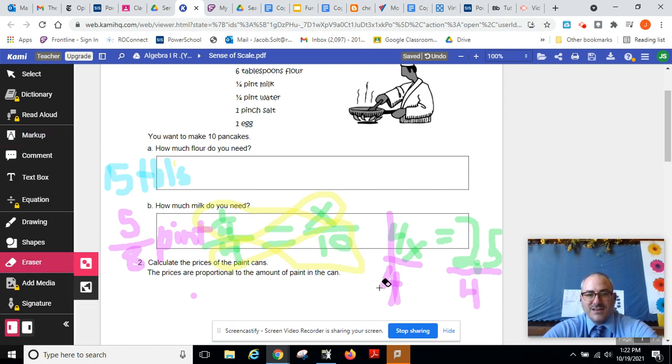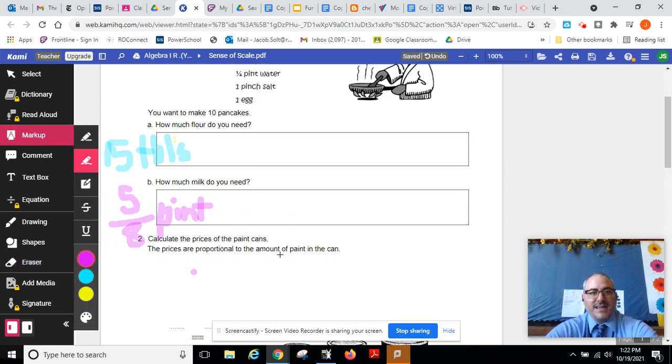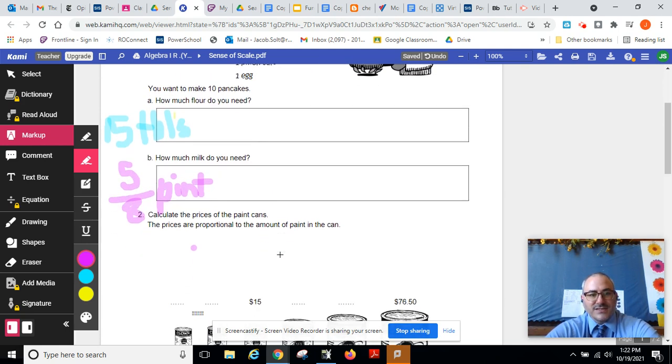All right, I'm going to erase all this mess here. I don't need any of that. 5/8 of a pint of milk to make 10 pancakes. All right, you feeling that? You feeling how that works?